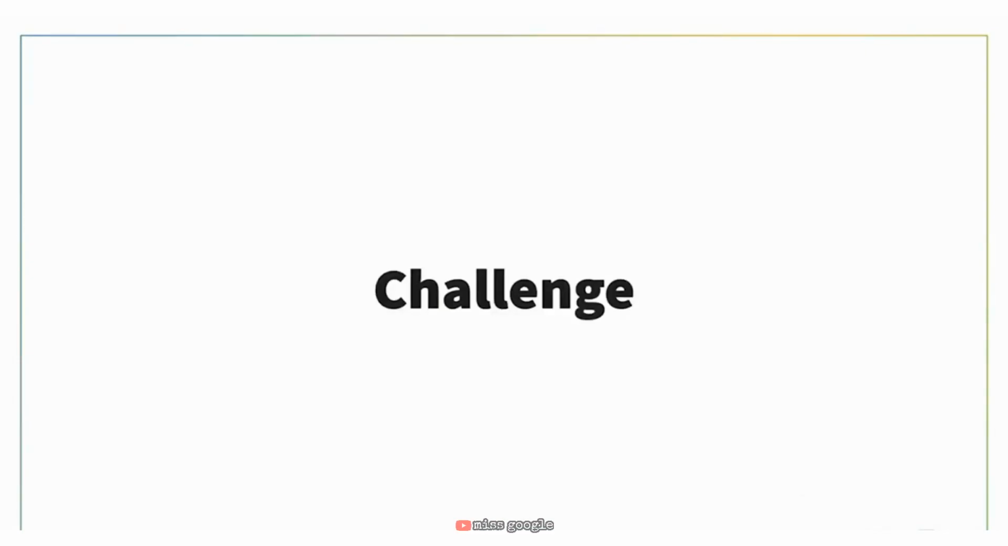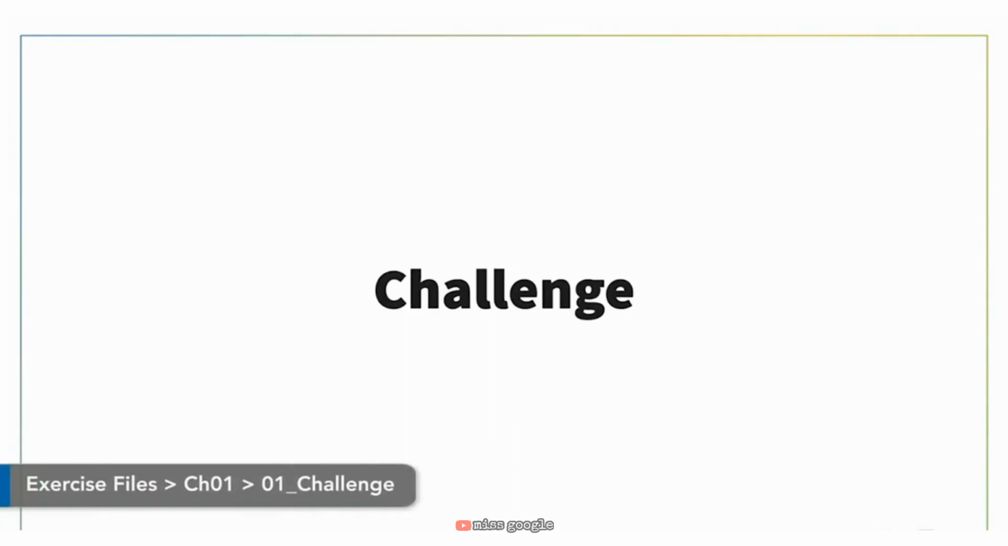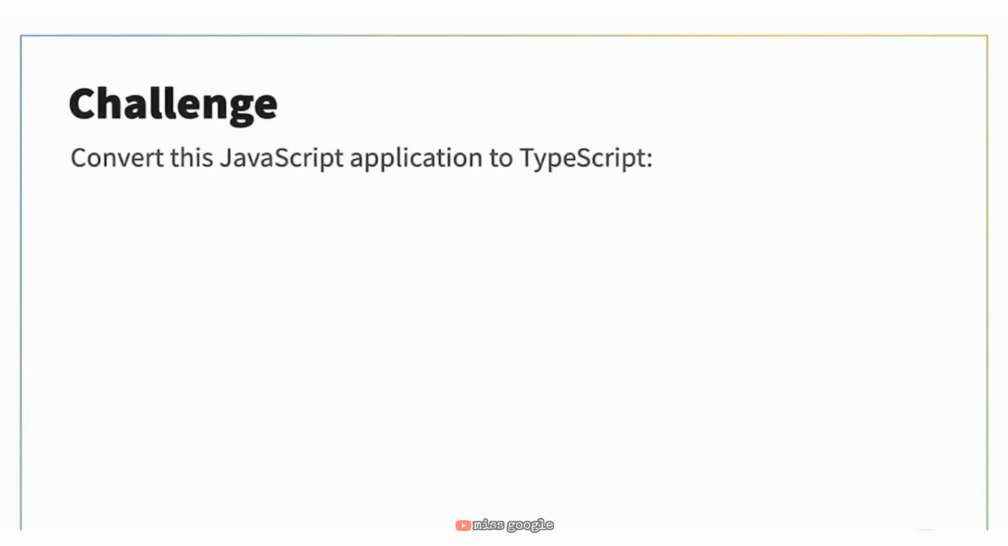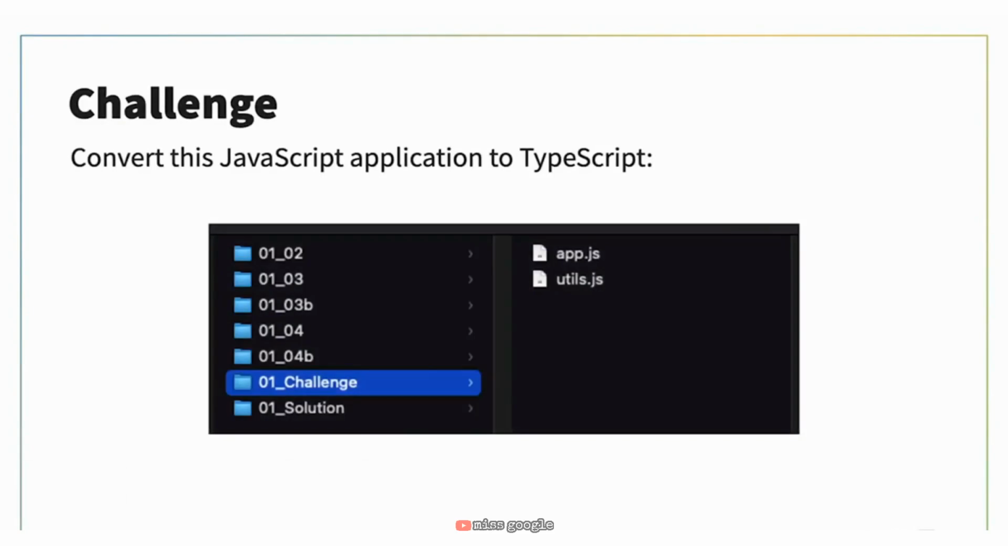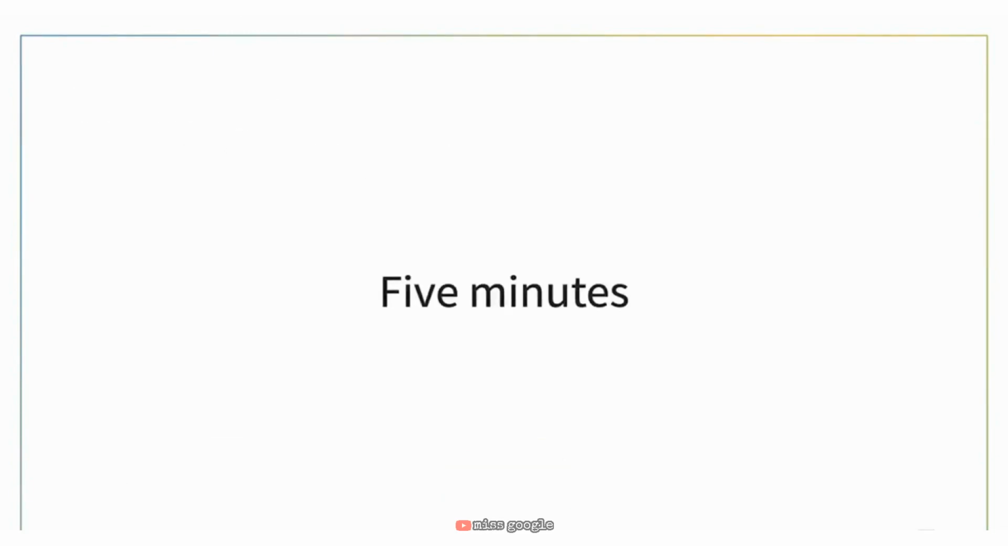In this chapter, I showed you how to add TypeScript to an existing application and convert your existing JavaScript files to TypeScript. Your challenge is to take this JavaScript application here in the exercise files and convert it to TypeScript just like I did. Be sure to write the new JavaScript files to a different folder. You'll know you're done when you're able to run the TypeScript compiler and it outputs JavaScript files in your target folder. This should take you around 5 minutes to complete.